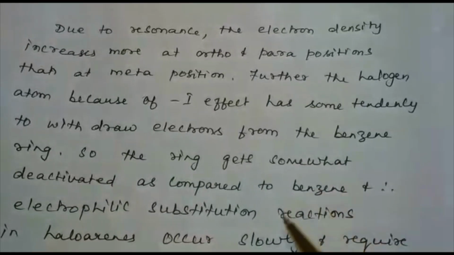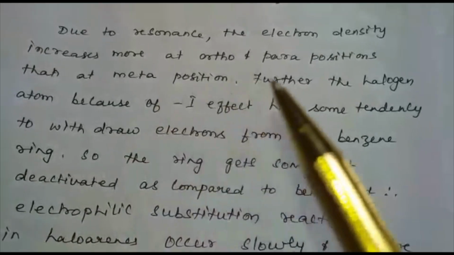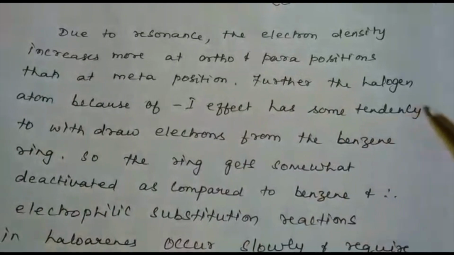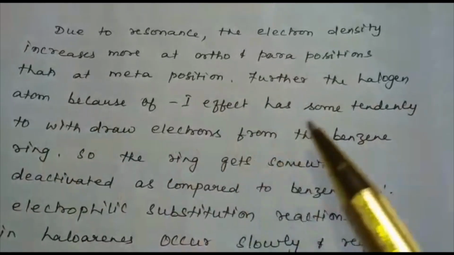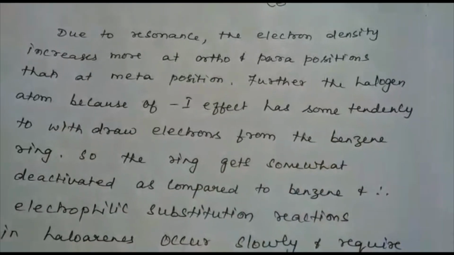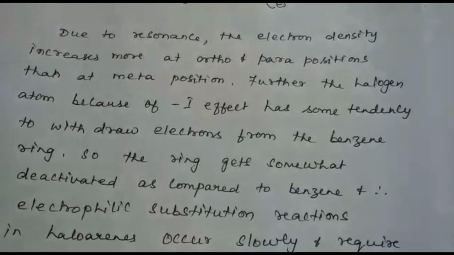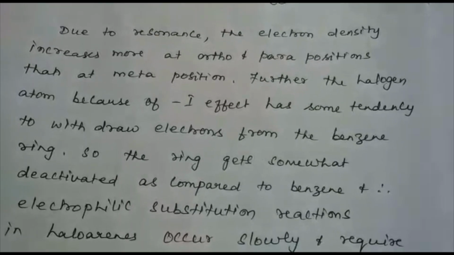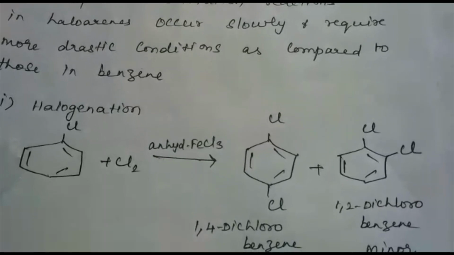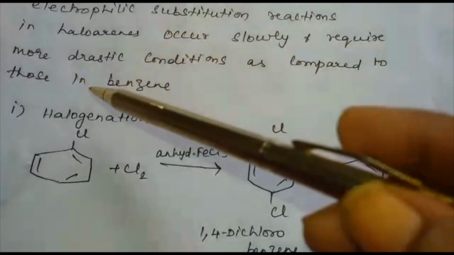Why do electrophilic substitution reactions occur slowly in haloarenes? This is because of the minus I effect of the halogen atom, which has some tendency to withdraw electrons from the benzene ring. So the ring gets somewhat deactivated. That's why electrophilic substitution reactions are slow in haloarenes. So in haloarenes, electrophilic substitution reactions occur slowly and require more drastic conditions.